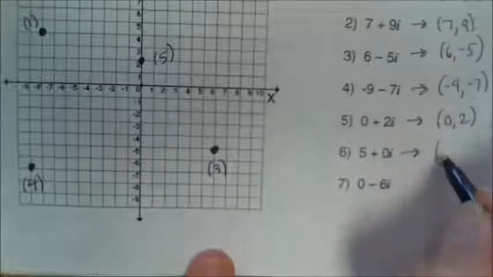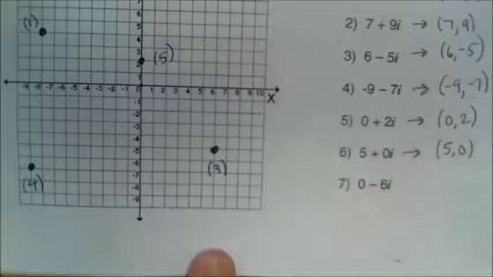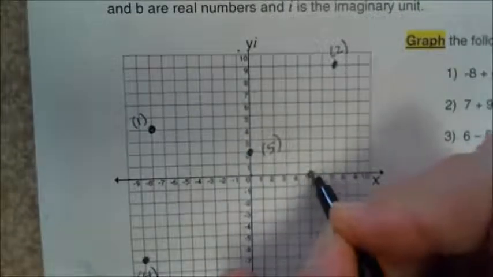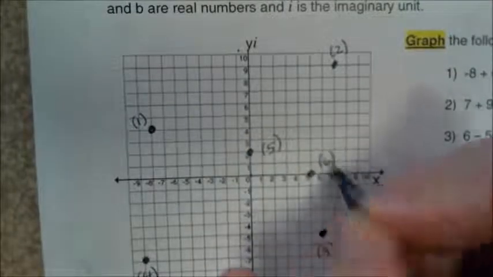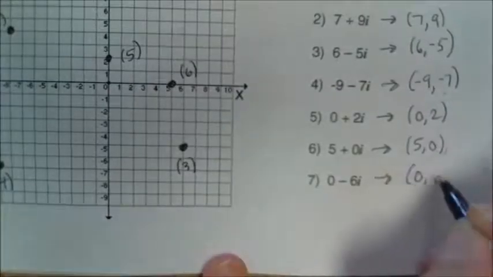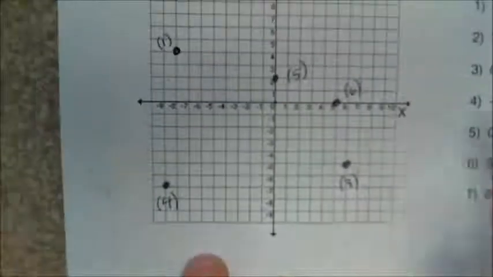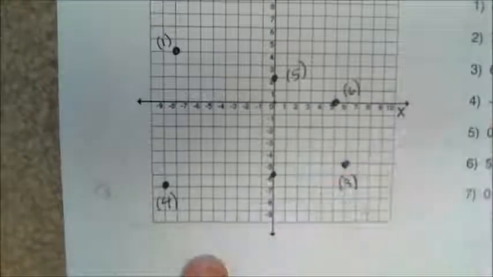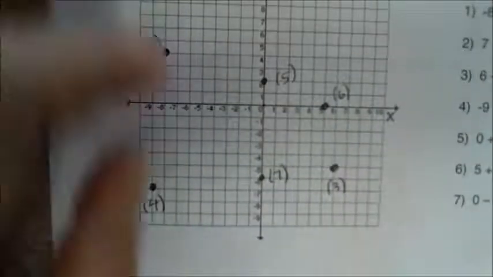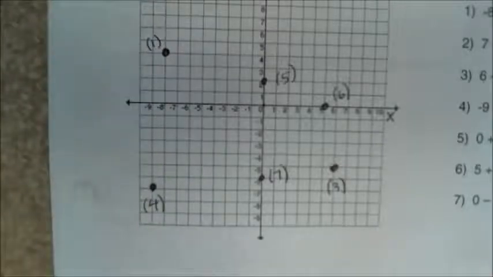This one is like graphing 5, 0, which is on the x-axis. So you're going to go over to 5, 0, and this is item number 6. And then the last one is 0, -6, which is down on the y-axis. This one is item number 7. Sometimes you'll see arrows being drawn. You don't have to put the arrows. I'm just going to take a pencil and show you, just in case you ever see this.